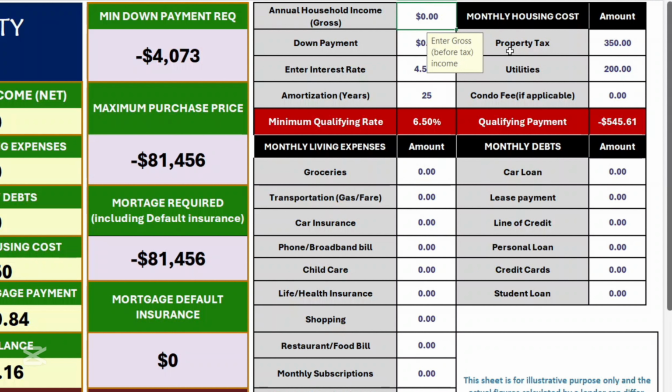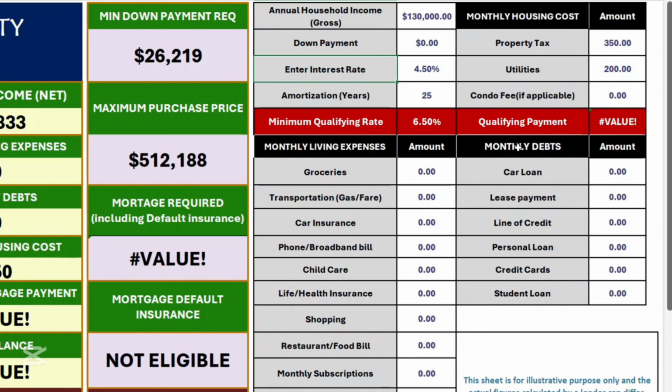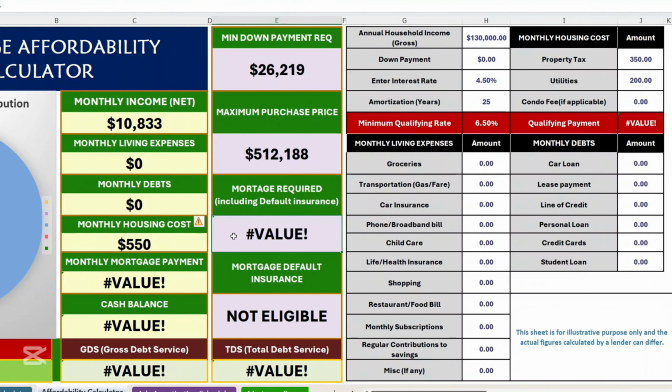As the interest rate and amortization were already inputted in this calculator, so see on here, the calculator is already calculating the maximum purchase price. And on the basis of this purchase price, it is telling what is the minimum down payment required to buy this home. But here you see in this calculator, it is showing some invalid values in 6 of these fields. Why? Because we haven't inputted the down payment here that we will be inputting to buy the home.